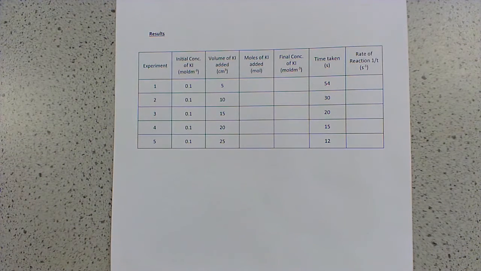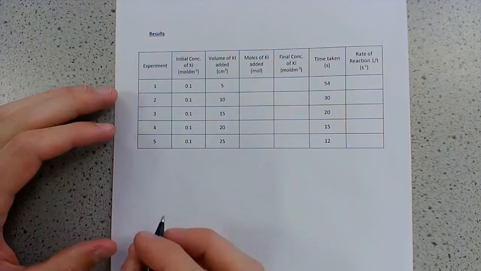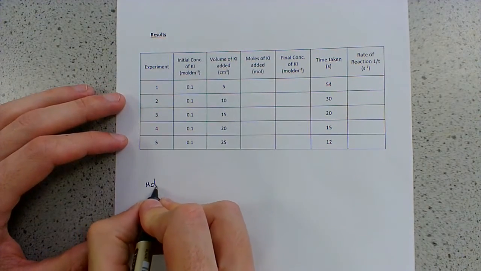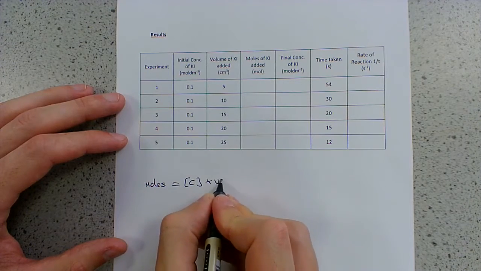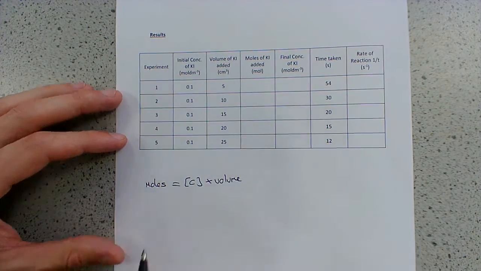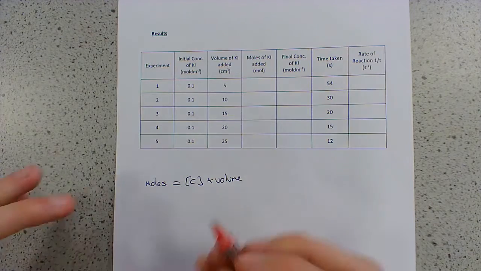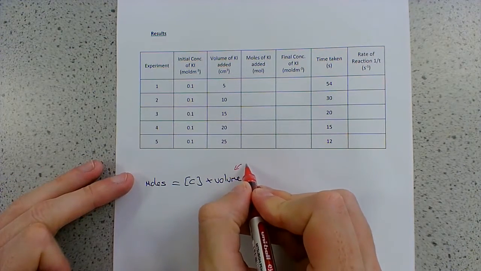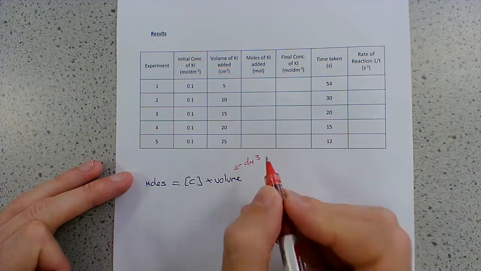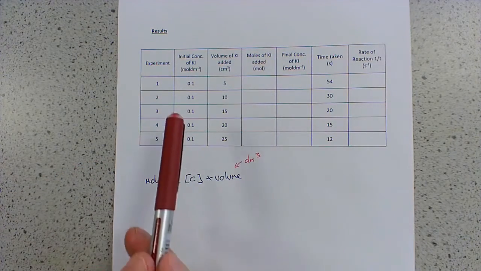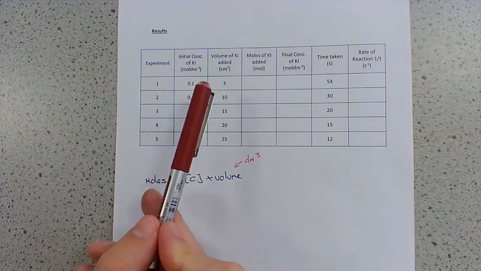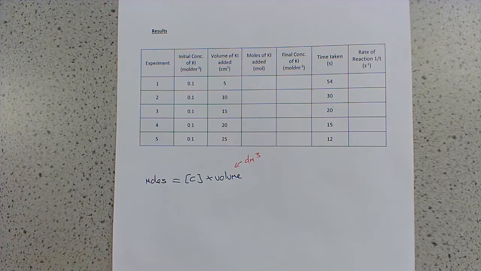So what we need to work out first is how many moles of potassium iodide did we actually add. So we're going to be working out the number of moles using moles is equal to concentration times by volume, and remembering that volume in this equation is always measured in decimeters cubed. So for the first one, the concentration was 0.1 and the volume was 5 centimeters cubed.